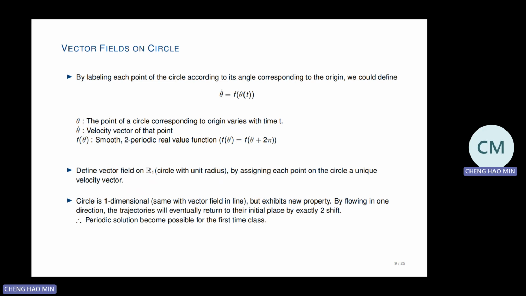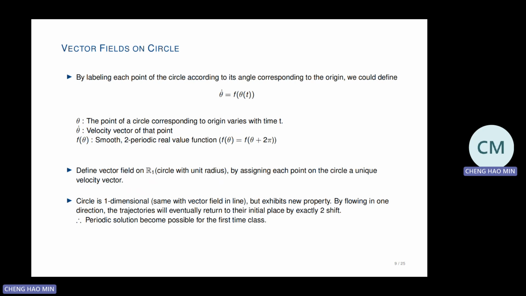So theta represents the point on a circle corresponding to the origin as it varies with time t, as we mentioned, and the rate of change of theta with respect to time is known as the velocity vector of that point. And f(theta) is defined as a smooth enough 2 pi periodic real-valued function, so we can ensure that theta dot is uniquely defined and exists everywhere.